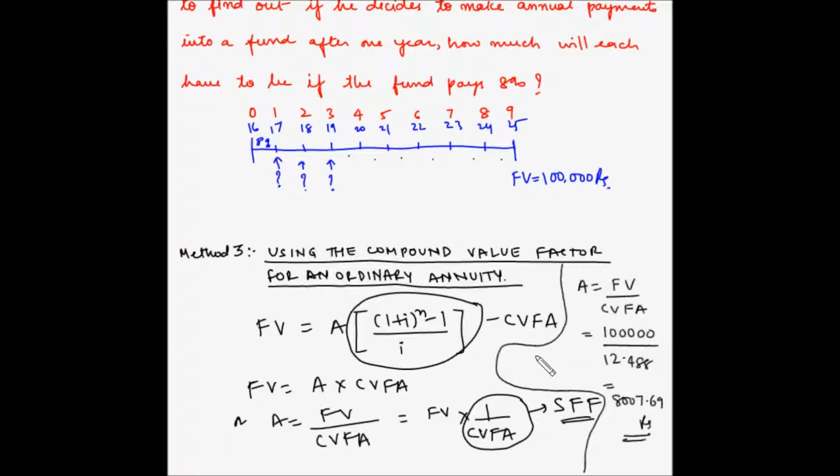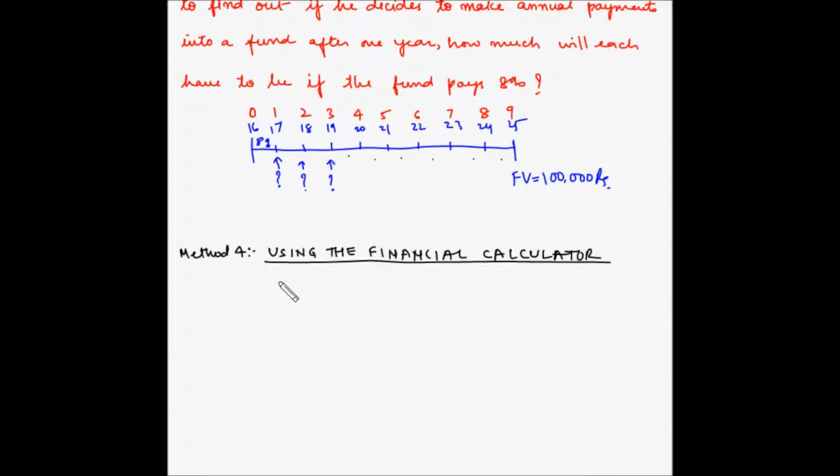Now let's look at the fourth method, which is to use a financial calculator. Now in order to use the financial calculator, we have to consider 5 key buttons. First one is N. N represents the number of periods, which in our case is 9. Next is I, which represents the rate of interest. In our case, it is 8%.